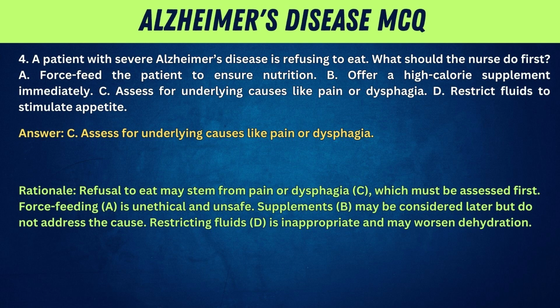Answer. C. Assess for underlying causes like pain or dysphagia. Rationale. Refusal to eat may stem from pain or dysphagia, C, which must be assessed first. Force feeding, A, is unethical and unsafe. Supplements, B, may be considered later, but do not address the cause. Restricting fluids, D, is inappropriate and may worsen dehydration.